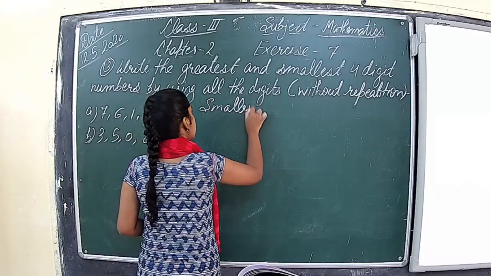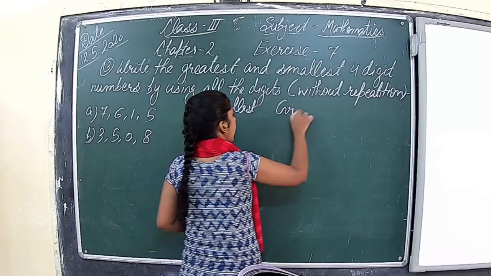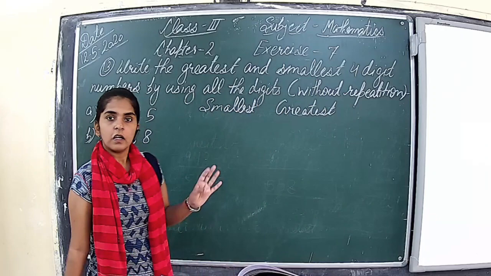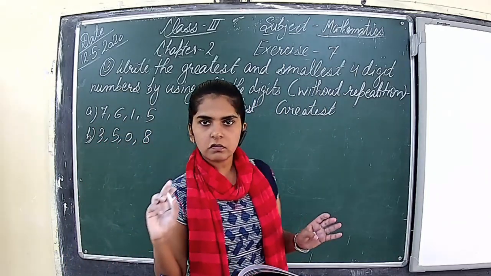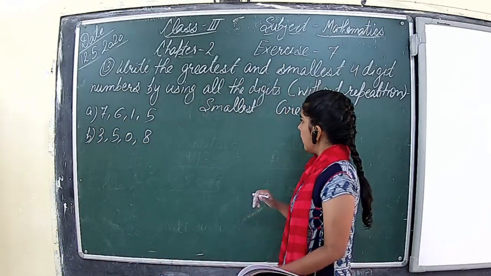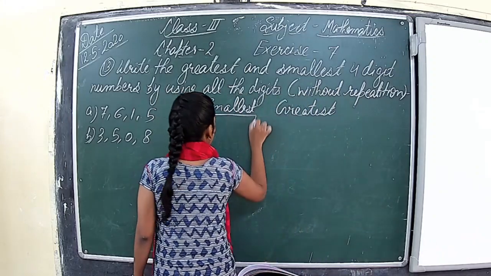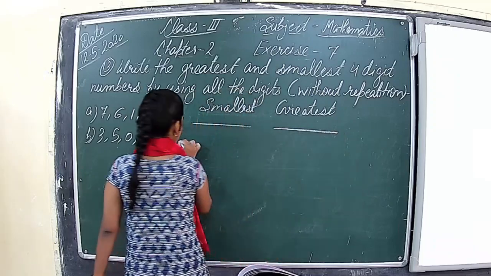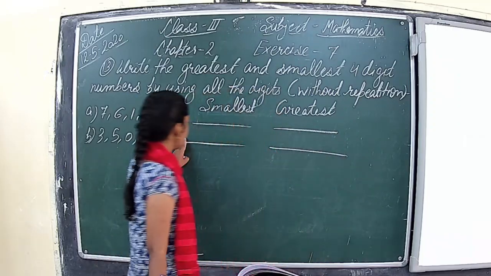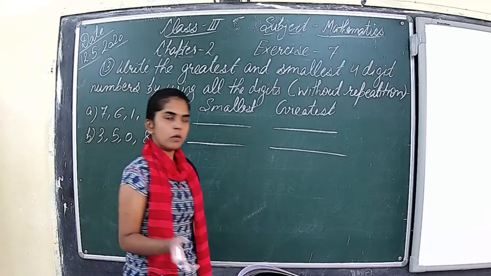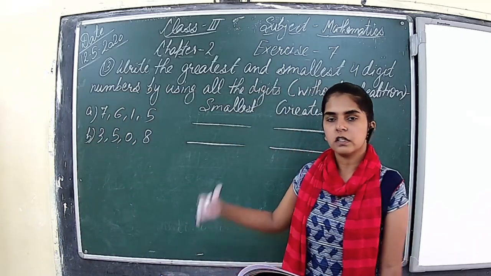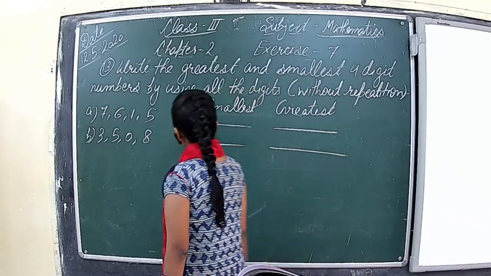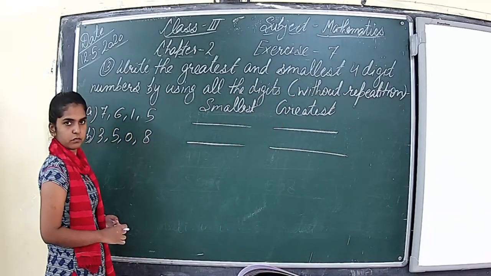This is also the same as the previous question, only one difference. In our previous questions, there were 3 digits, but in this question 4 digits are there. Only this is the difference. So let's start. You know that to form the smallest number we have to arrange the digits in ascending order, and to form the greatest number we have to arrange the digits in descending order, right?